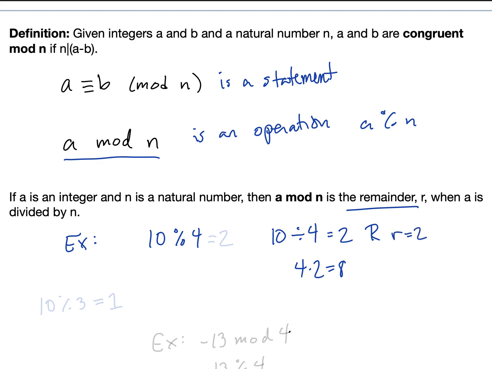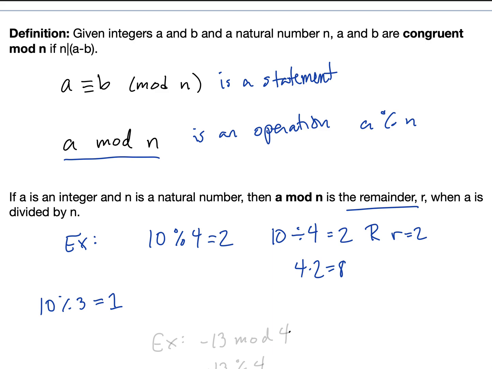So 10 mod 4 is 2, and just as one more example, 10 mod 3, for example, is 1, because the remainder when we divide 10 by 3 is 1. 3 goes into 10 3 times, with a remainder of 1. Where this gets a bit tricky is when a is a negative integer. So remember, the integers are positive and negative whole numbers as well as 0, whereas the natural numbers are just the counting numbers, 1, 2, 3, 4, etc.